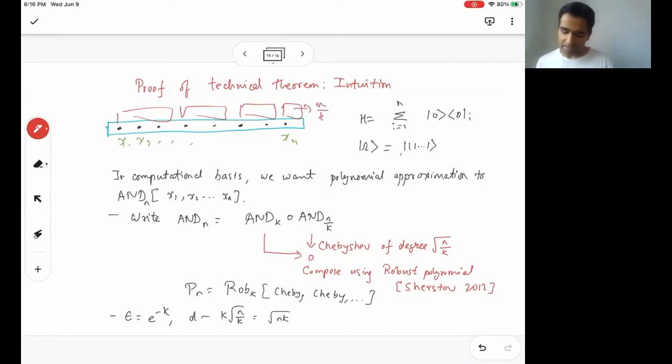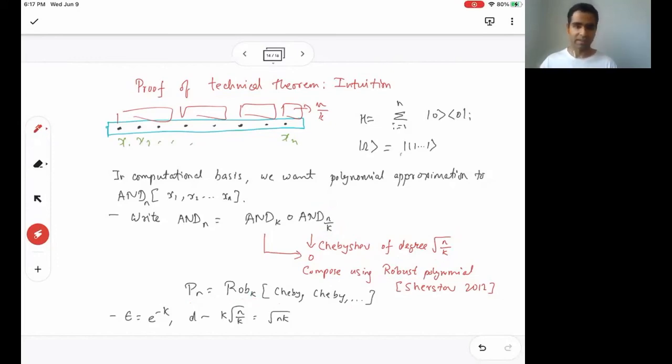And what I can do is approximate this inner AND with a Chebyshev polynomial with a constant error of roughly degree square root of n over k, and find a way to compose these approximations. And those tools are actually available in the theory of polynomial approximation, and those are known as robust polynomials by Sherstov. So my polynomial will look like a robust polynomial of these Chebyshev approximations. Turns out it's not too hard to describe this construction.